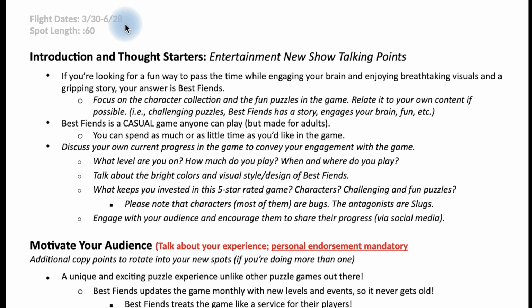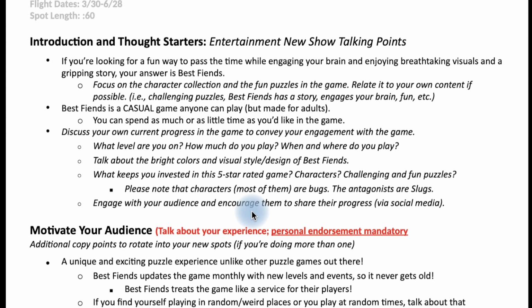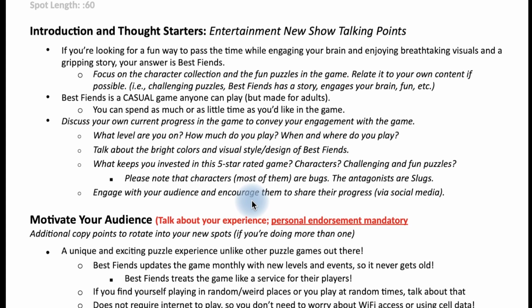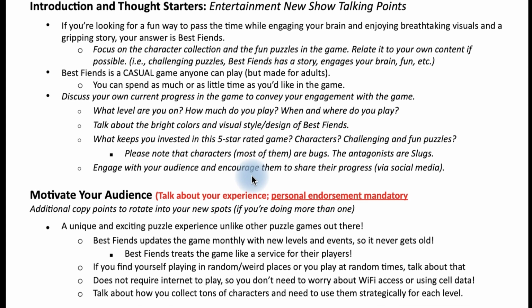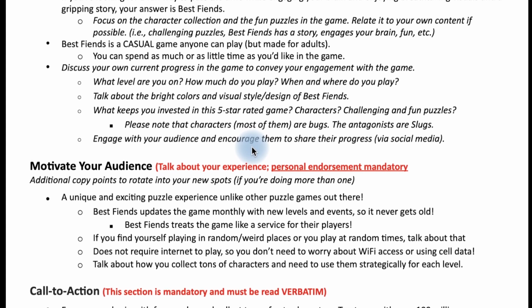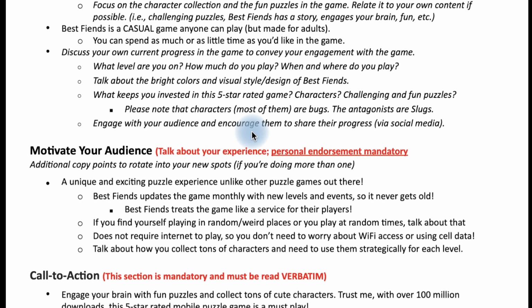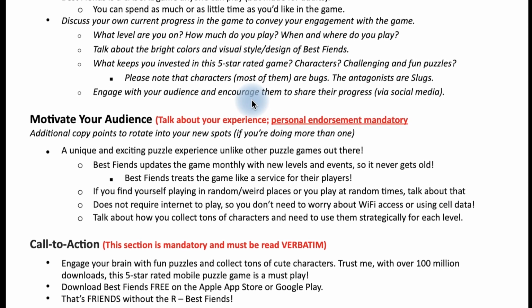The spot length, 60 seconds, that's pretty standard in podcasting. And then it goes through the bullet points. So up here, they have some ideas on what you can say as far as an introduction and to get the ad going. They call that thought starters. So most of the time, they don't want you to read this verbatim. They want you to connect with your audience. You know your audience best, but these are just some ideas of how you can get the ad going.